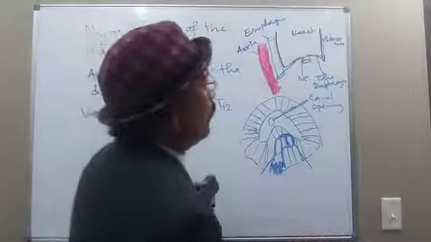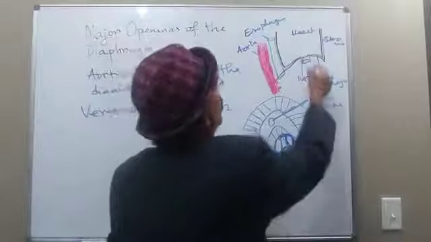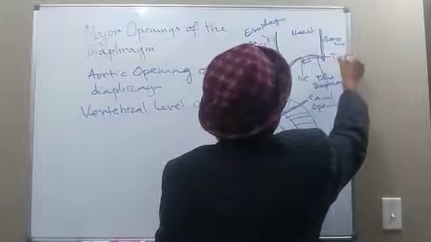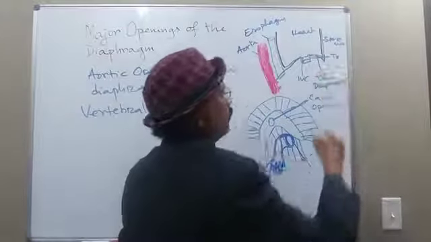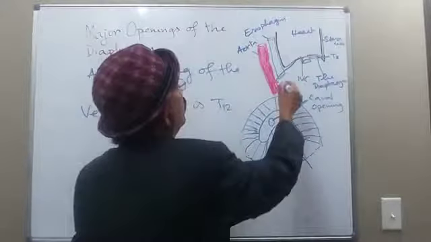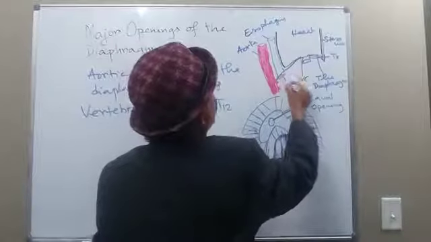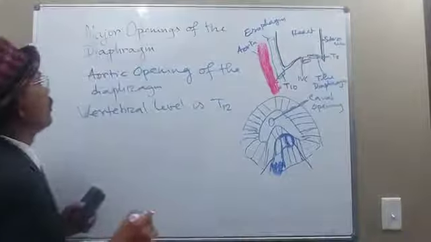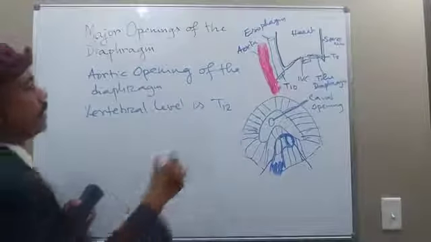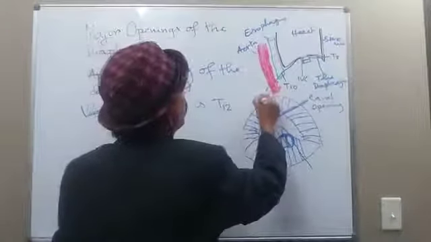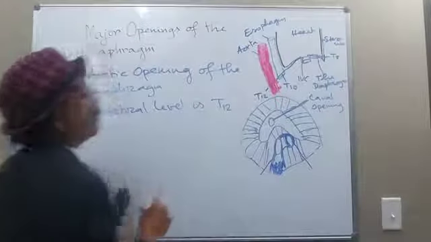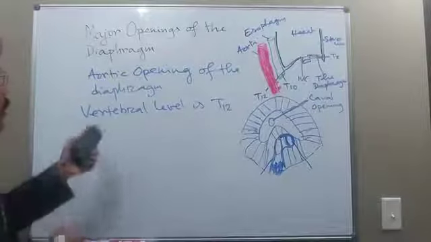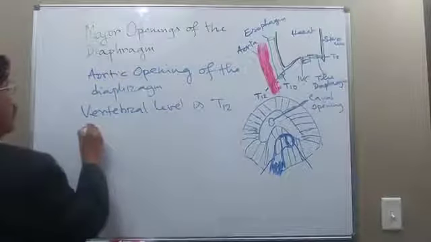So again, let us go through the vertebral levels. What is the vertebral level of the vena caval hiatus? Around T8, maybe the junction between T8 and T9. What is the esophageal opening vertebral level? This is T10. How about the aortic opening of the diaphragm? That is T12. So 8, 10, 12. Okay, what are the contents of the aortic opening of the diaphragm?